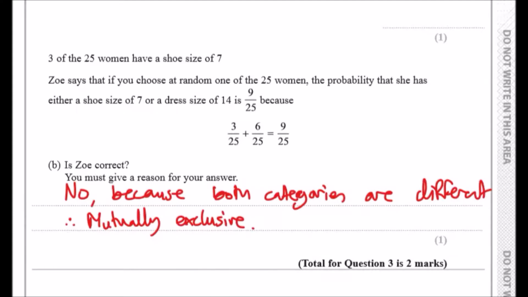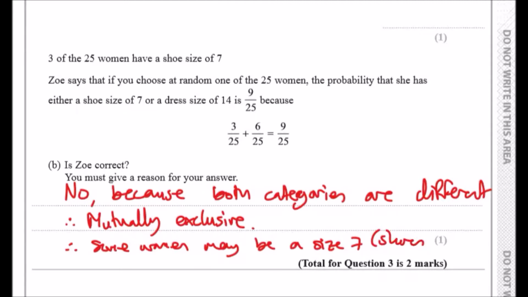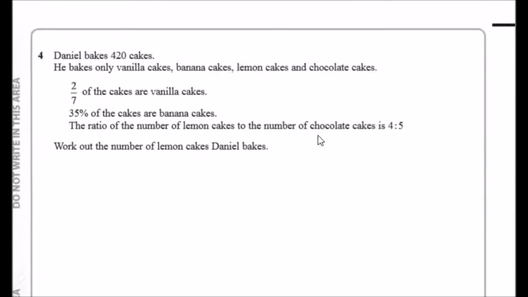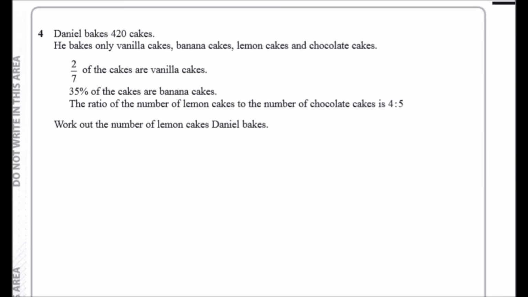Okay, I guess you could also say some women may be a size 7 in terms of shoes and a size 14 in terms of dresses. So this could be a problem. And that's it. Okay, number 4.